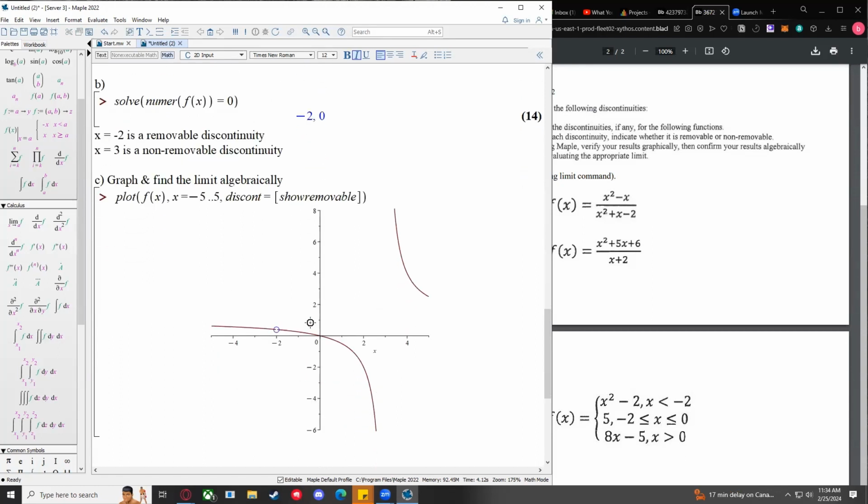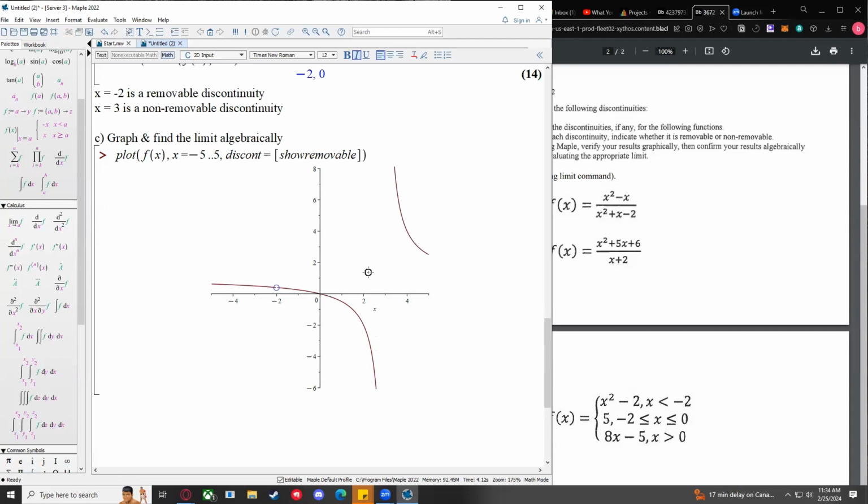And this here confirms what I just mentioned up here, that x at -2 is a removable discontinuity. We know because we got an open circle. And that at 3, it's a non-removable discontinuity. We know because we got a vertical asymptote. Any questions on the plot?